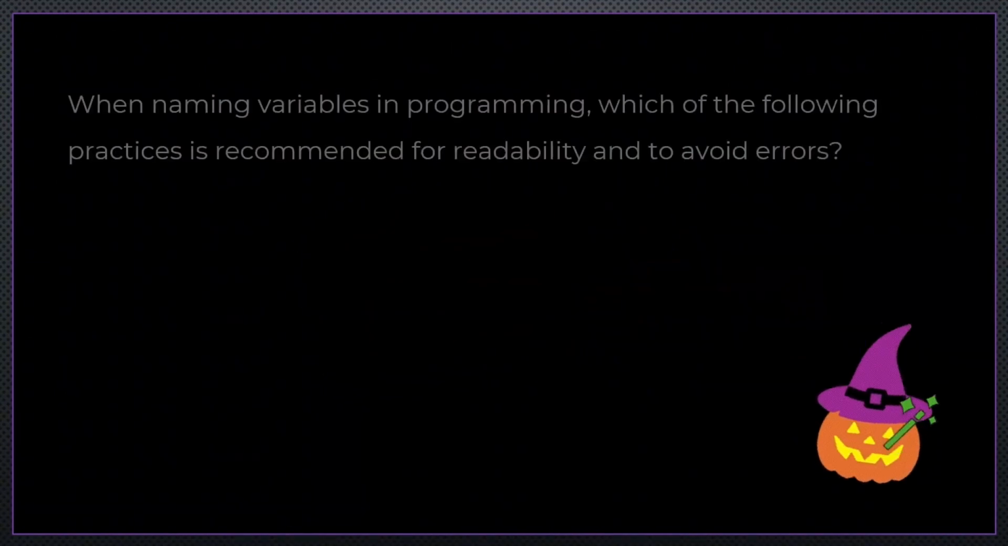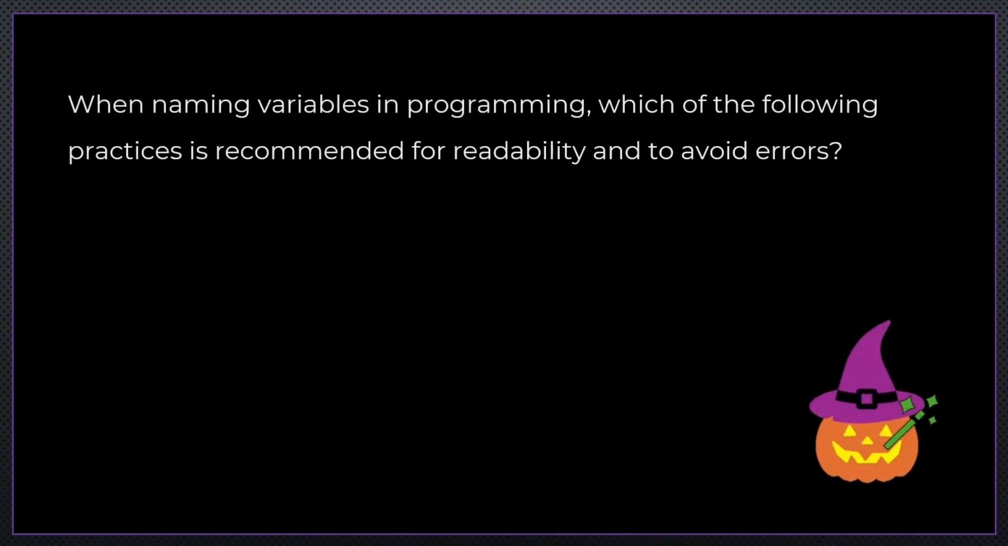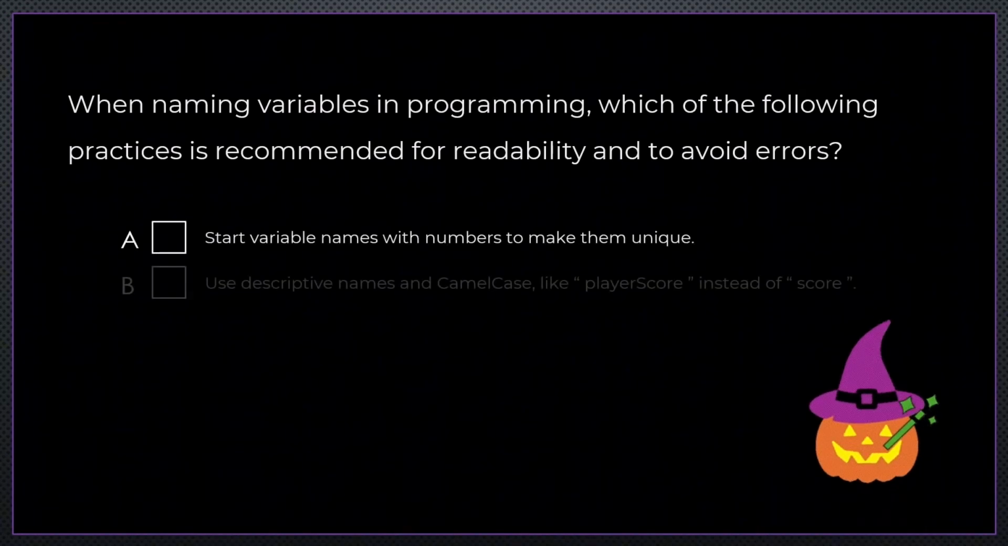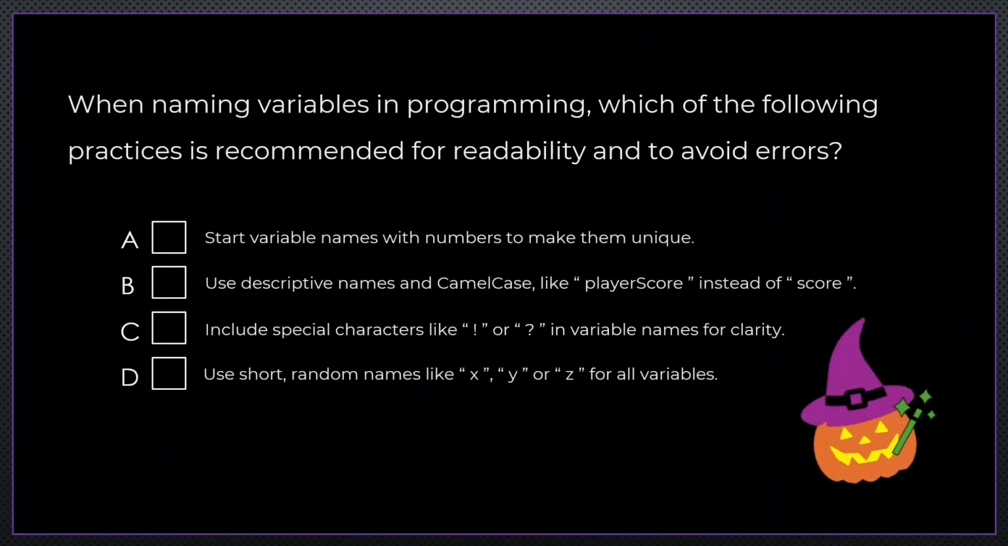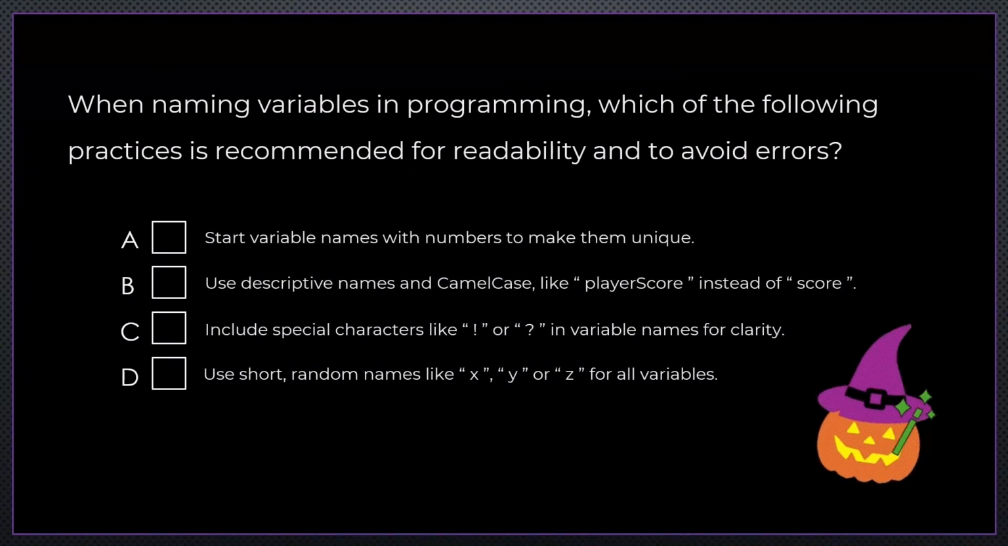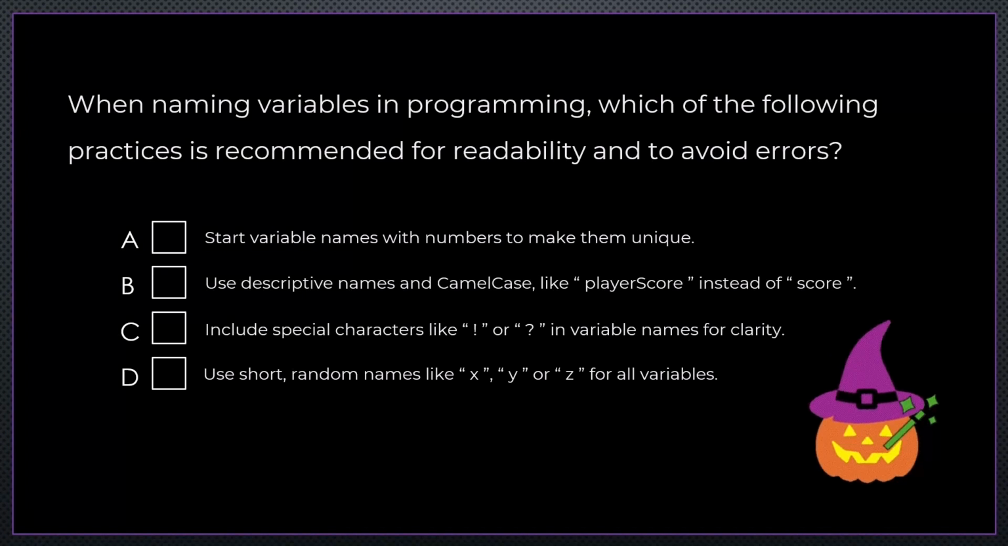When naming variables in programming, which of the following practices is recommended for readability and to avoid errors? Option A. Start variable names with numbers to make them unique. Option B. Use descriptive names and camel case like playerScore instead of score.